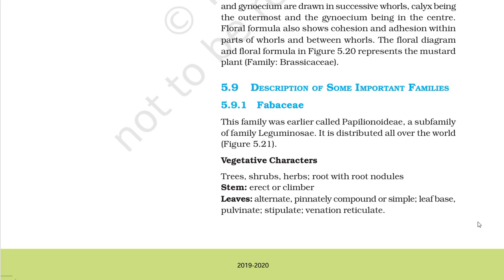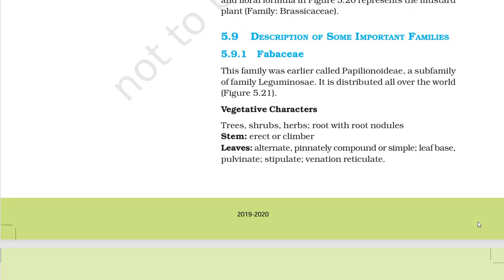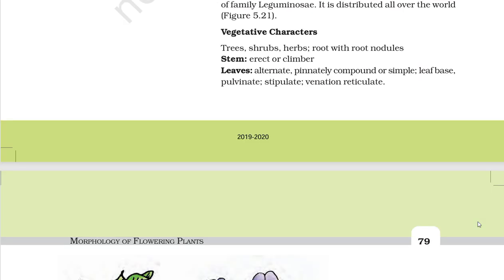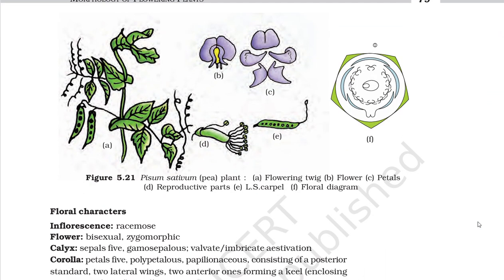5.9 Description of some important families. Fabaceae. This family was earlier called Papilionoideae, a subfamily of family Leguminosae. It is distributed all over the world. Vegetative characters: trees, shrubs, herbs, roots with root nodules, stem erect or climber, leaves alternate, pinnately compound or simple, leaf base pulvinate, stipulate, venation reticulate.